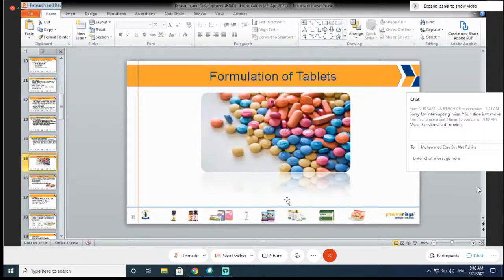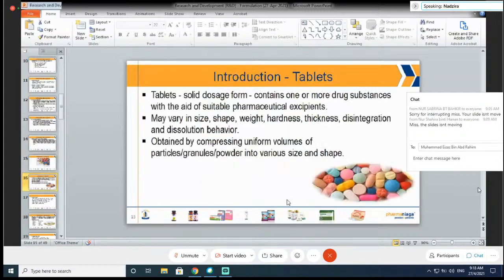Next, we will go through the formulation of tablets. Tablets are solid dosage forms which contain one or more drug substances with suitable pharmaceutical excipients. Tablets may have different size, shape, weight, hardness, disintegration, and dissolution behavior. Tablets are manufactured by compressing a uniform volume of particles, granules, or powder into various sizes and shapes according to the punches that we use.